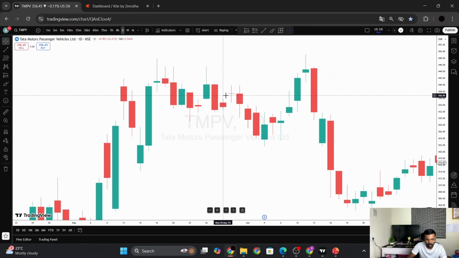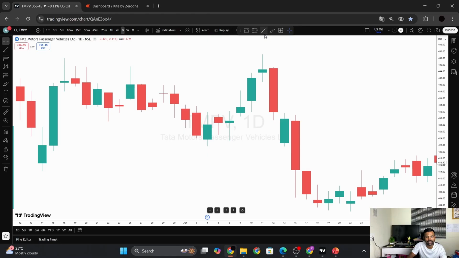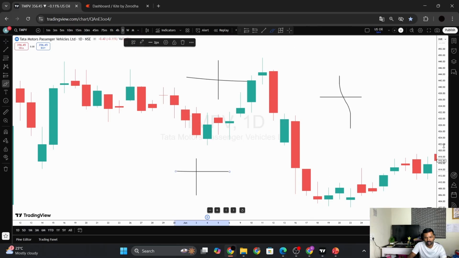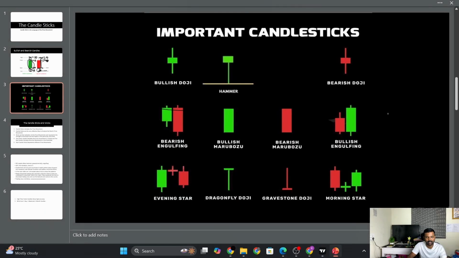Okay, bearish Doji. Doji means it will be like this, guys. There is no body. Only the wicks formed, and after that the price came down. So this is one of the candles.